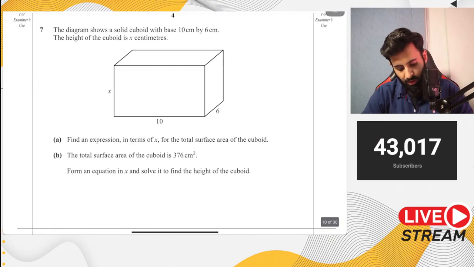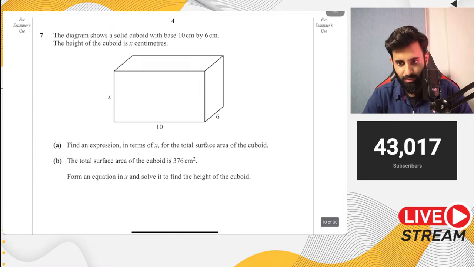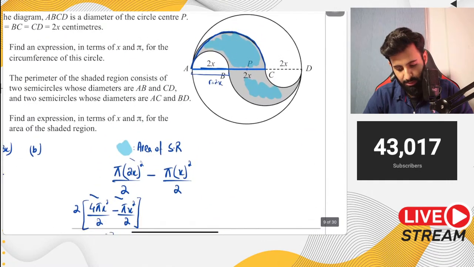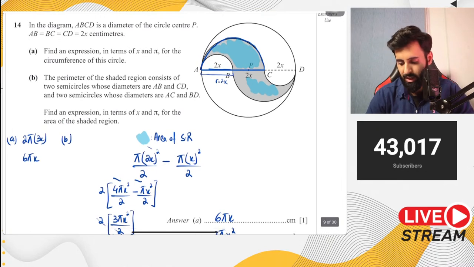Okay? All right, so here's a question. Let's see what it says. Why are we dividing by 2? We're dividing by 2 because it's a semicircle. And why are we multiplying it by 2? We're multiplying it by 2 because we have exactly the same on the other side as well.